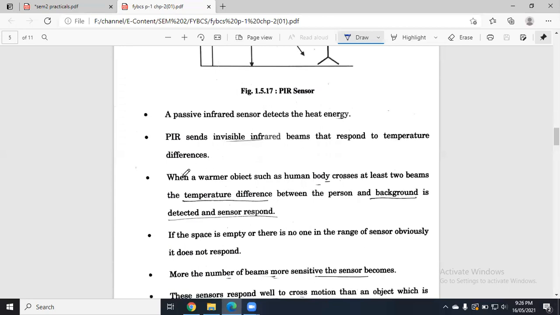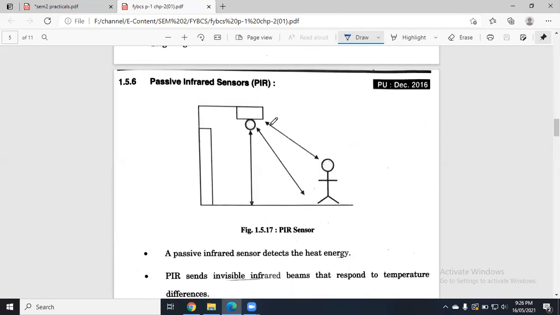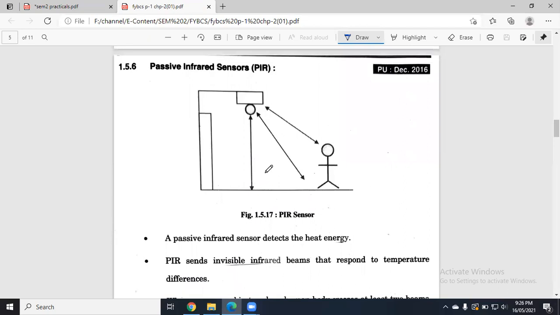After that, when a warmer object such as a human body crosses at least two beams, the temperature difference between the person and the background is detected and the sensor responds. Now, if only a single beam is hitting the human body, then it is not going to detect. At least two beams should strike the human body and get reflected back to the sensor. Then and only then can the sensor detect there is an object. Okay, now there is a difference. Okay, so this ray is hitting the surface and going back to the sensor.